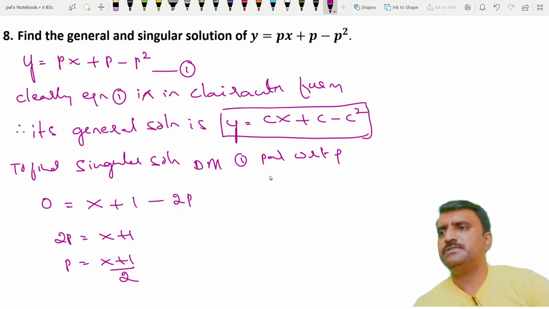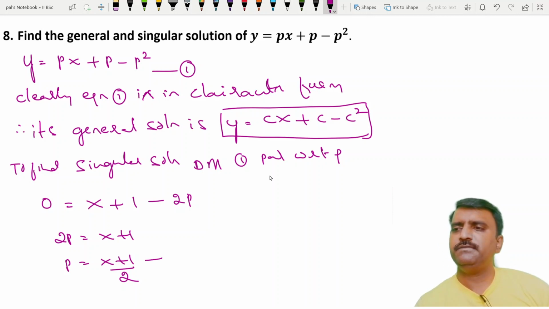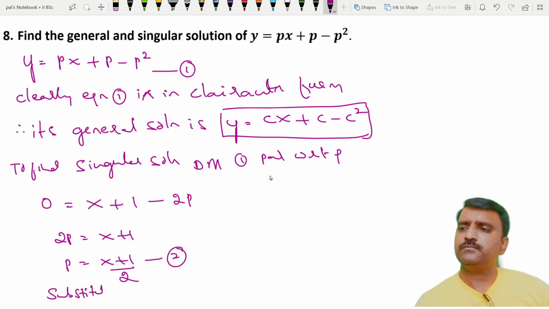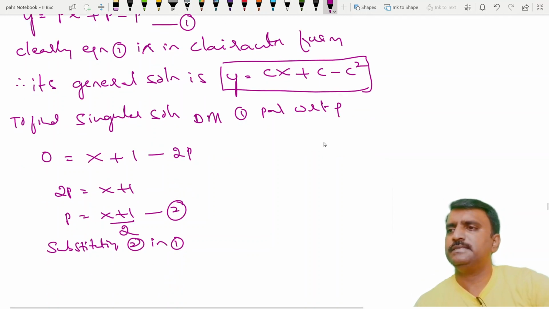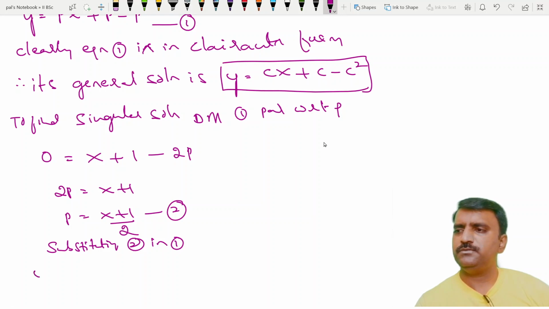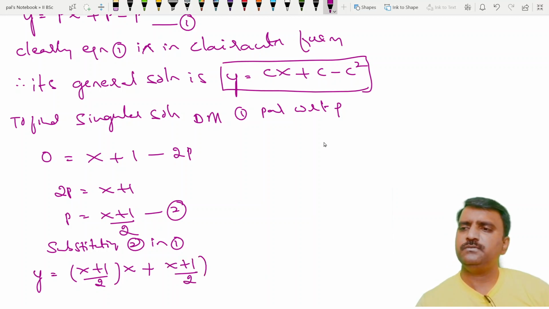So take this as equation 2, and substituting equation 2 in 1, we get y is equal to px plus p minus p square, where p is x plus 1 by 2, so y is equal to x plus 1 by 2 into x, plus x plus 1 by 2, minus x plus 1 by 2 whole square.